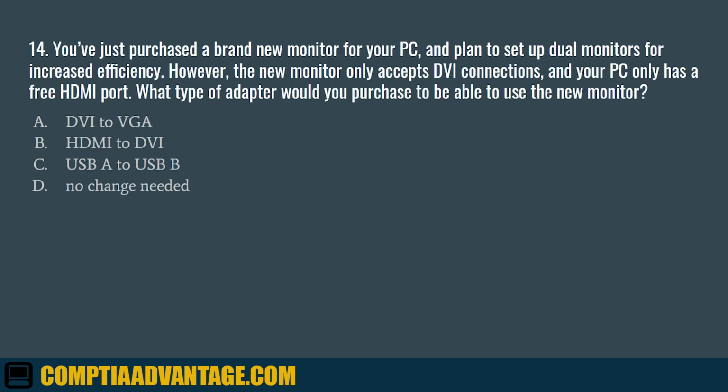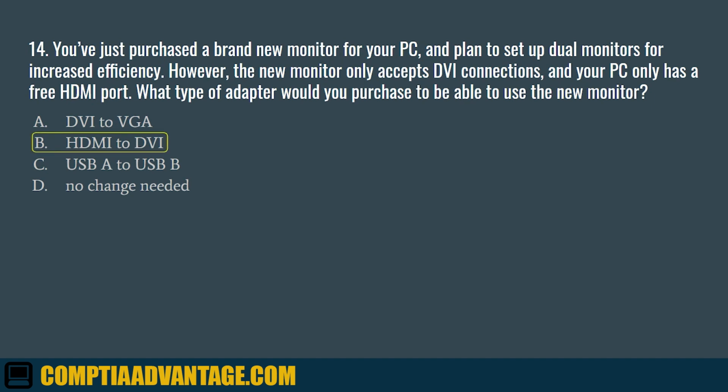Question 14. You've just purchased a brand new monitor for your PC and plan to set up dual monitors for increased efficiency. However, the new monitor only accepts DVI connections and your PC only has a free HDMI port. What type of adapter would you purchase to be able to use the new monitor? A. DVI to VGA. B. HDMI to DVI. C. USB-A to USB-B. D. No change needed. The correct answer is B.